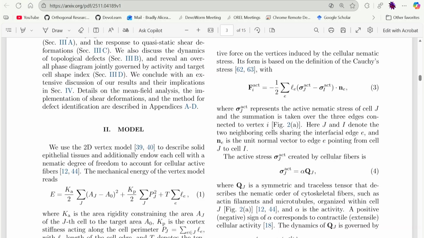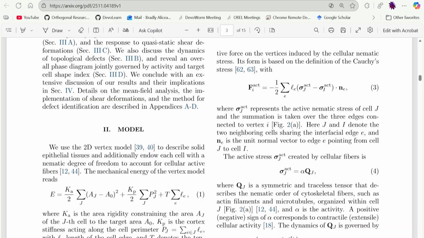So they're basically constructing a network, and they're saying that it's directional in the sense that the stresses are moving from one cell to the other, and they're using the centroids as sort of the nodes of the network, and the edges are the stresses going to and from each cell. The active stress is created by cellular fibers in 4, where Q sub j is a symmetric and traceless tensor that describes the nematic order of cytoskeletal fibers, such as actin filaments and microtubules, organized within cell J.